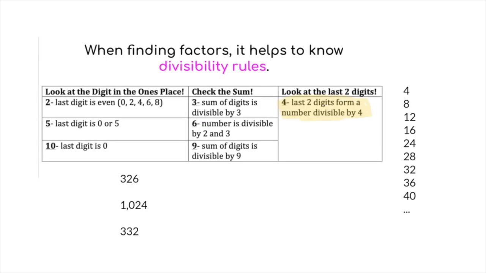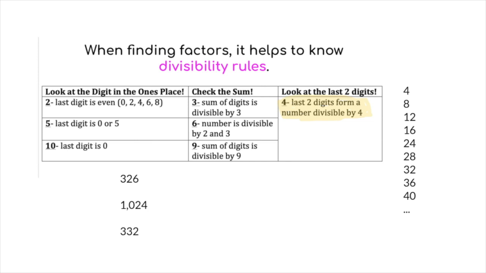The last divisibility rule has to do with the number 4. For the number 4, you have to look at the last 2 digits of the number. If the last 2 digits form a number that is divisible by 4, then that number is divisible by 4. Let's take a look at some examples to practice.